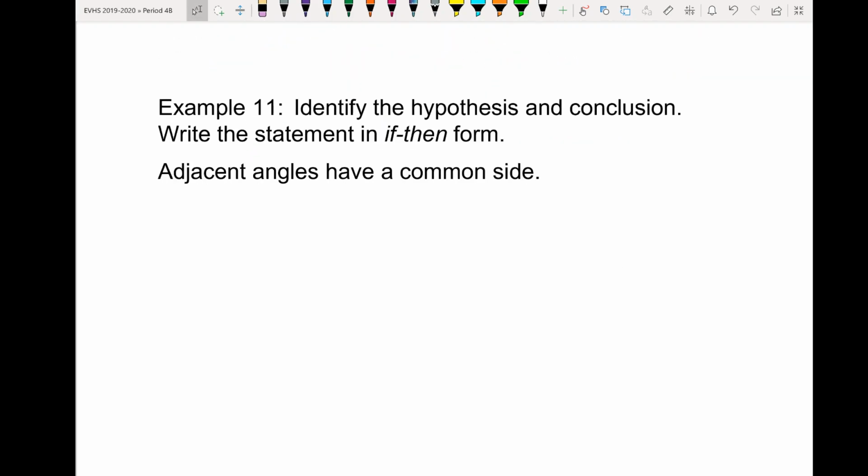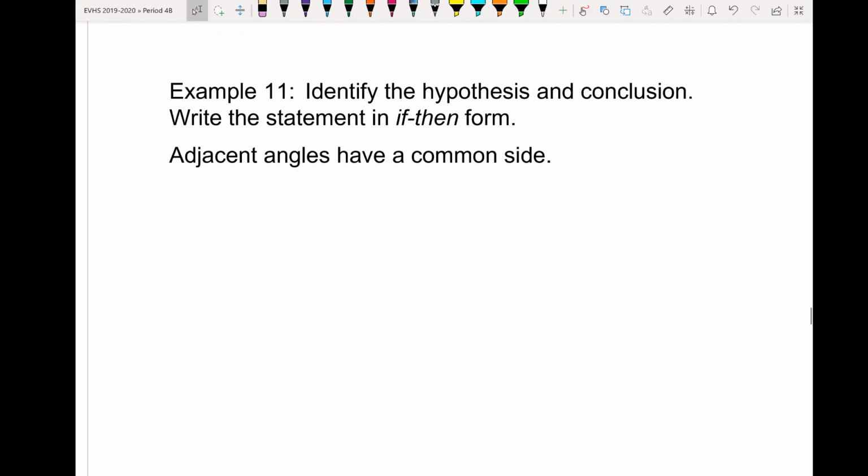All right, example 11. We're going to identify our hypothesis and conclusion. Adjacent angles have a common side. Now notice this is not a real-world scenario. This is a mathematical scenario. So in this one, we don't have to do as much wordsmithing or figuring out cause and effect. We kind of take them the way they come. So our hypothesis here is our adjacent angles, and the conclusion is the common side.